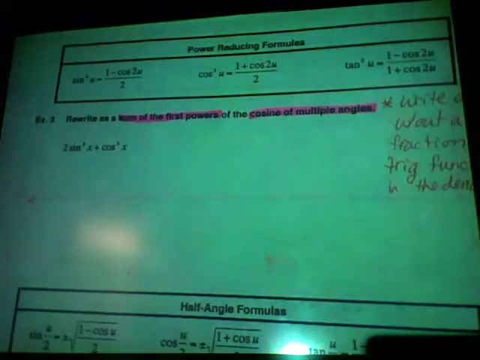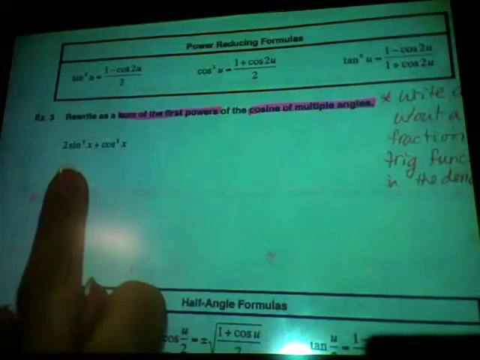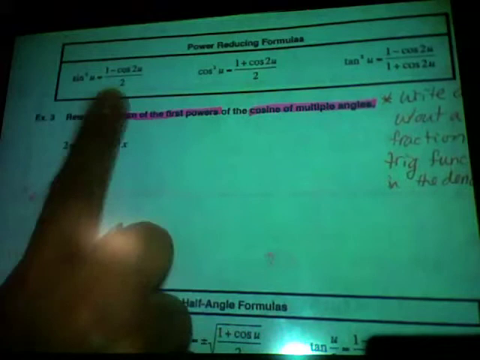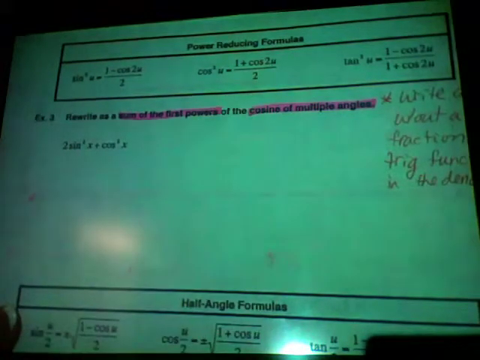Again, all these formulas use cosine, don't they? Yeah. So they all use cosine. So we're going to replace sine squared and cosine squared with each of these. All right, so let's get to it.